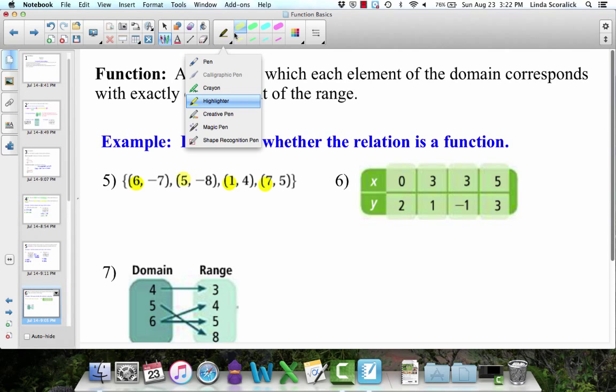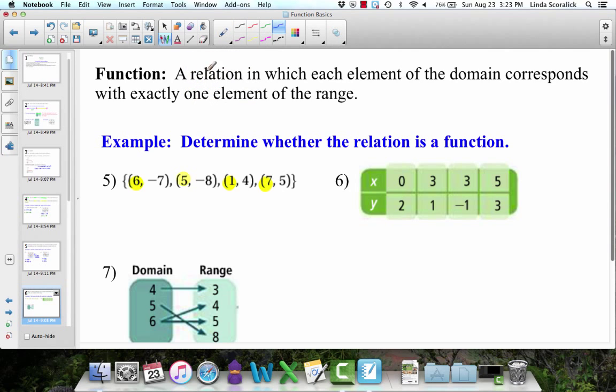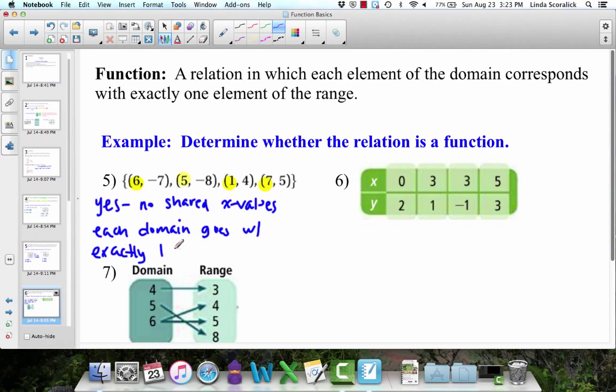The trick here is to look for repeated x values. That's how you're going to determine whether or not a domain value is being shared with multiple range values. So in this example, this is a function. All right, and we would say that each domain goes with only one range, or there are no shared x values. Each domain goes with exactly one range.